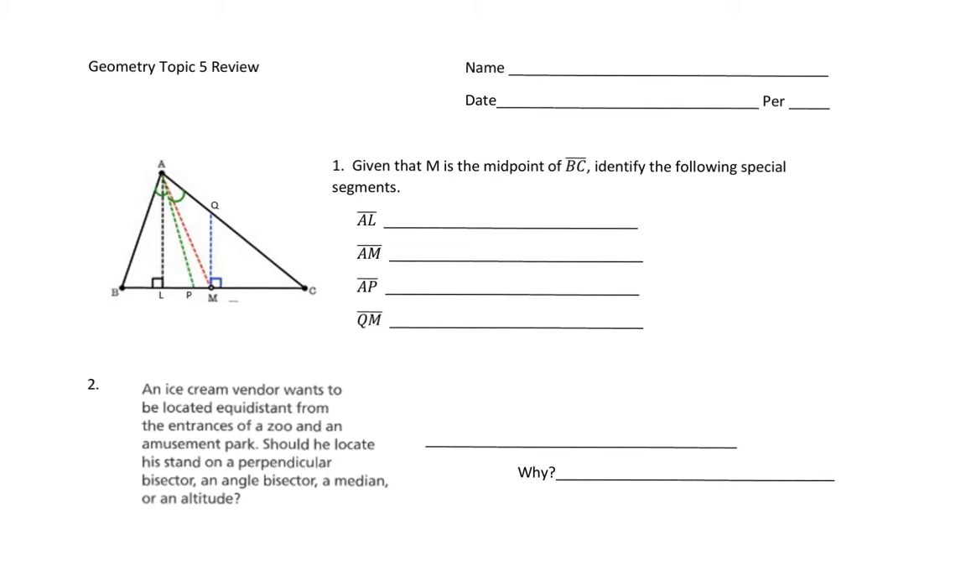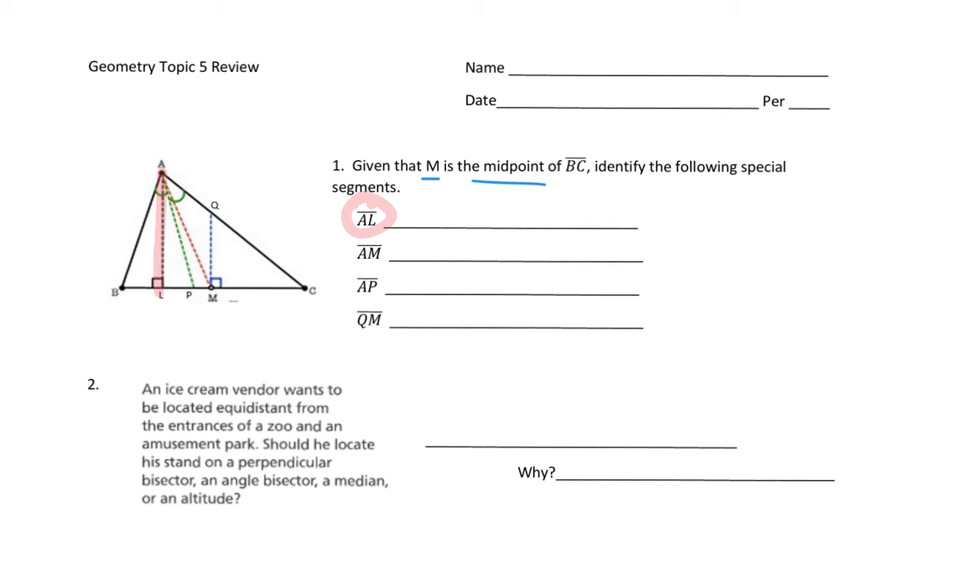We are looking at the topic 5 review. And it starts off with saying, hey, I've got this figure where M is the midpoint of BC. Identify the following segments. It starts off with AL. So let's take a look at the segment AL.